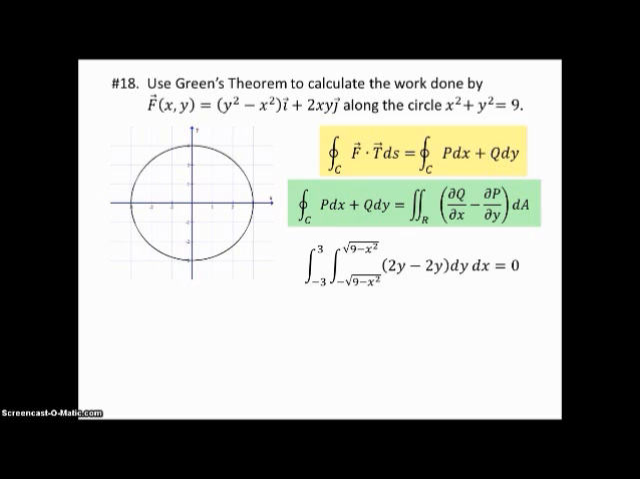And if you look at q, that's 2xy, then the partial derivative with respect to x is 2y. And if you look at p, which is y squared minus x squared, then the partial derivative with respect to y is 2y. So you get 2y minus 2y. So what the heck? That's 0. This is unfortunate. Evidently the work going one way is positive and going the other way is negative, and so it all ends up being 0.